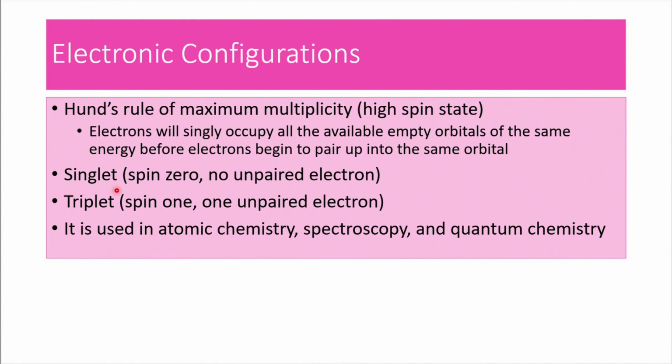When we say singlet configuration, that refers to spin 0. That means, in this particular configuration there is no unpaired electron; all the electrons are paired. And when we say triplet configuration, the spin level is 1 and there are unpaired electrons. These terms are generally used in atomic chemistry, spectroscopy and quantum chemistry.